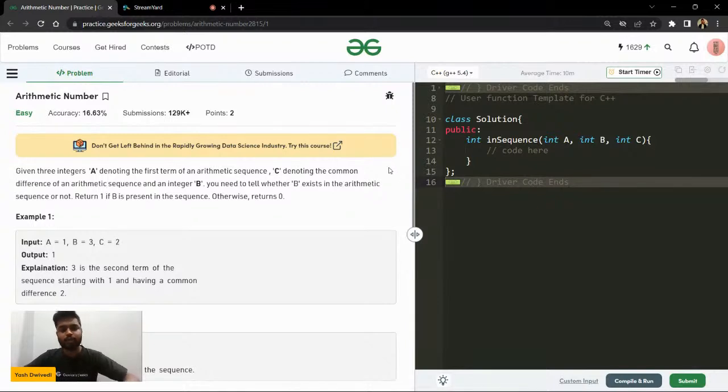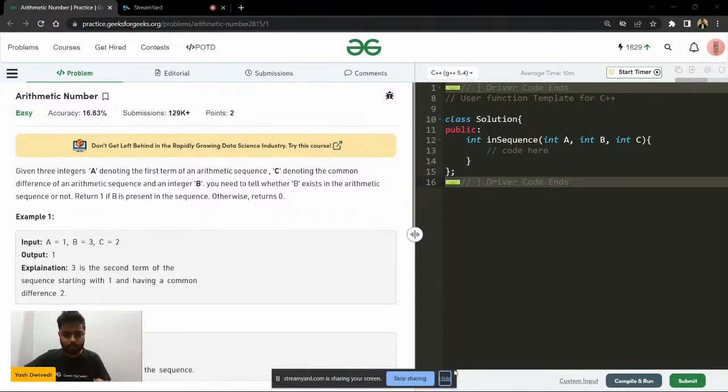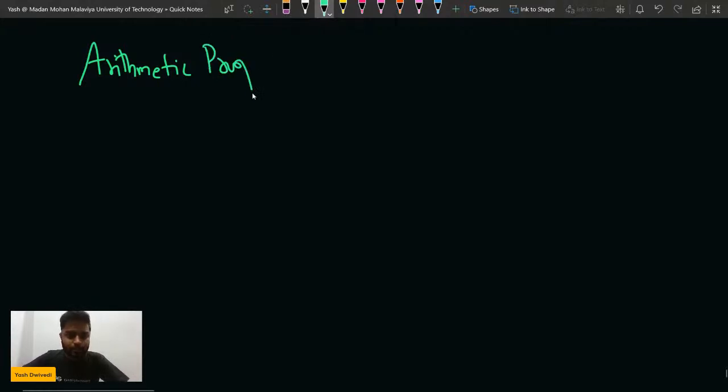Okay. So let us start discussing this particular problem first of all. So basically this particular problem is based on the concept of arithmetic progression, right? So what do we mean by arithmetic progression? So basically when I say that we have an arithmetic progression, then we have a series. Okay, arithmetic progression is kind of a mathematical series.